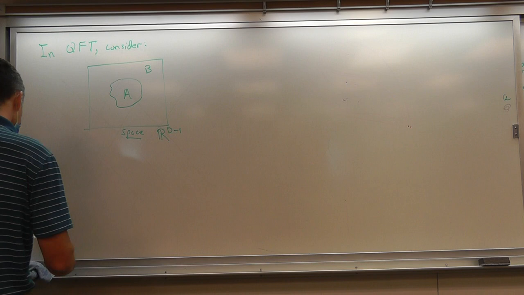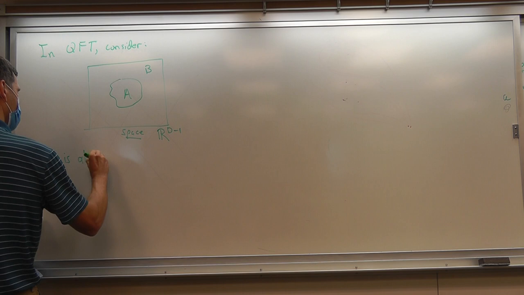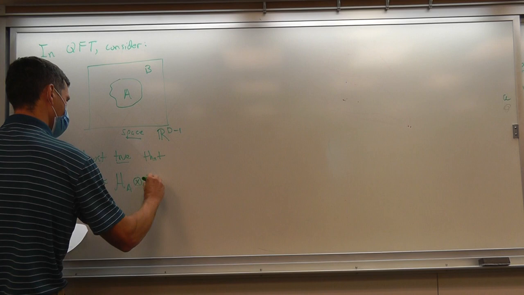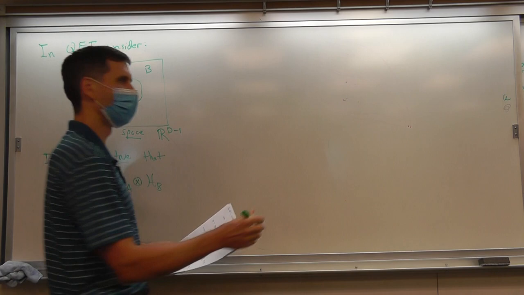So it is almost true that in quantum field theory, the Hilbert space is HA times HB. How can something be almost true? Okay, so there's two caveats.